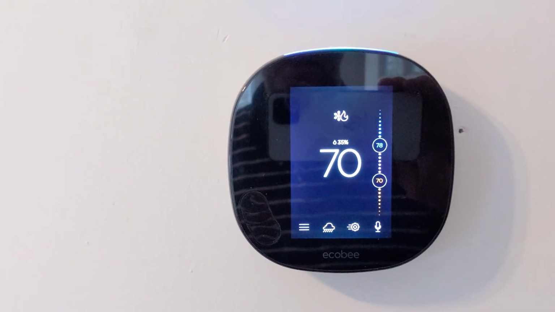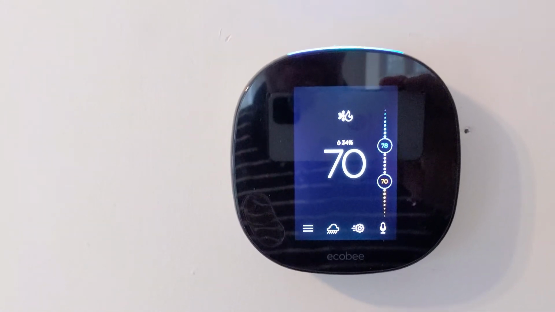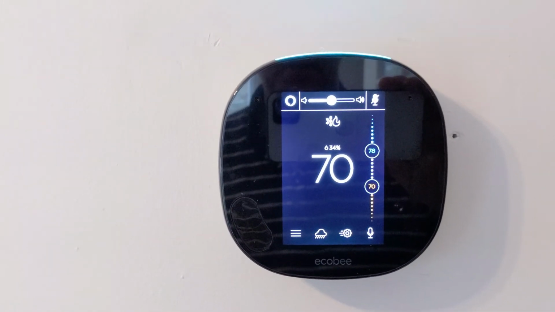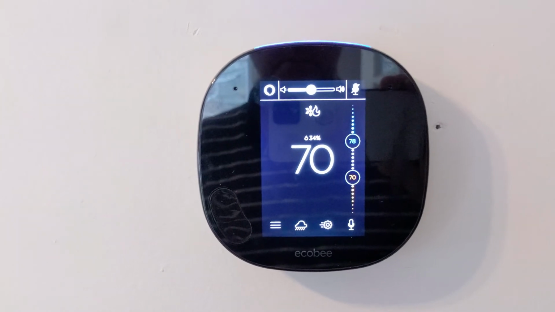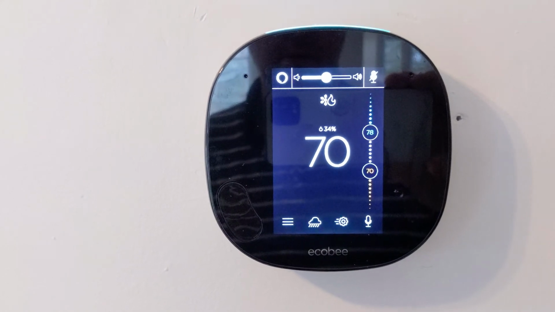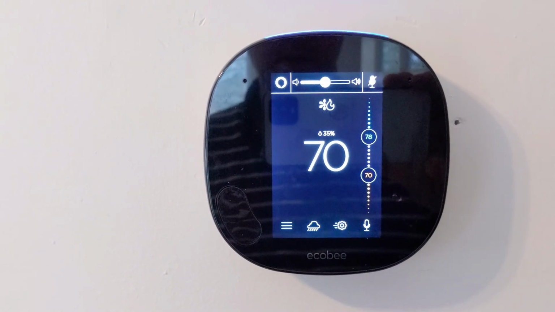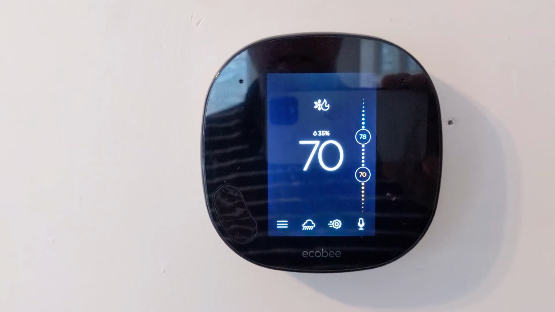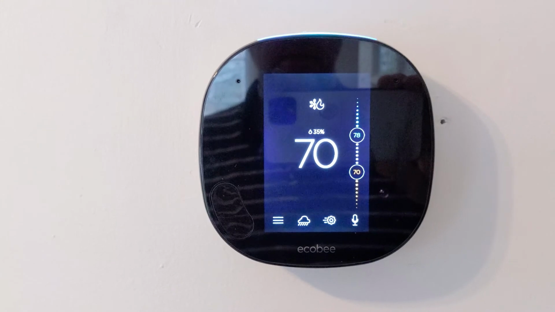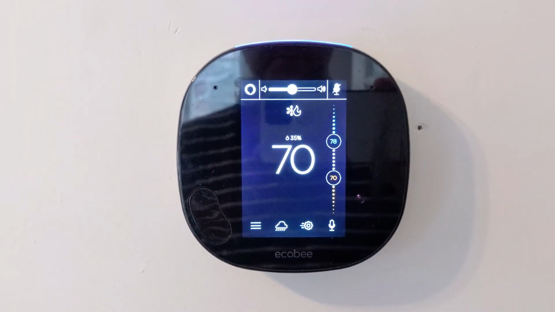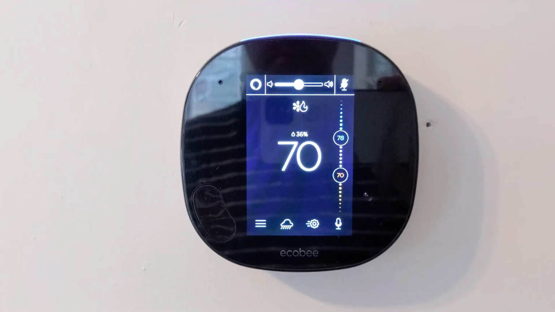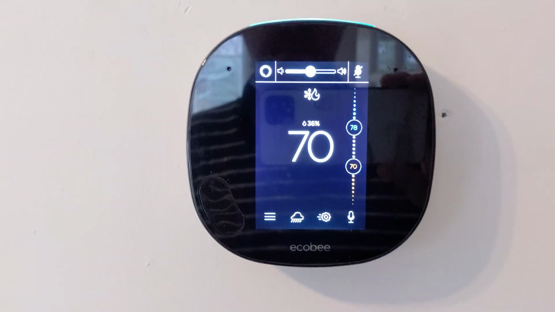Alexa, set mode to away. Okay, here's Ecobee Plus. For which thermostat? Both. Sorry, there is no thermostat named both in your Ecobee account. Alexa, tell Ecobee I'm leaving. For which thermostat? All. Sorry, there is no thermostat named Hall in your Ecobee account.